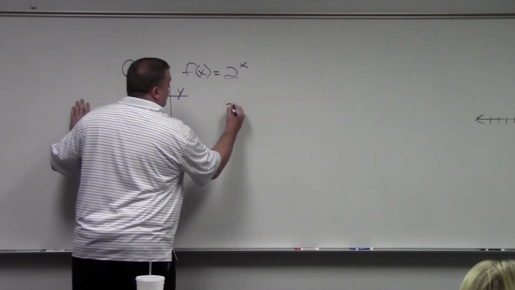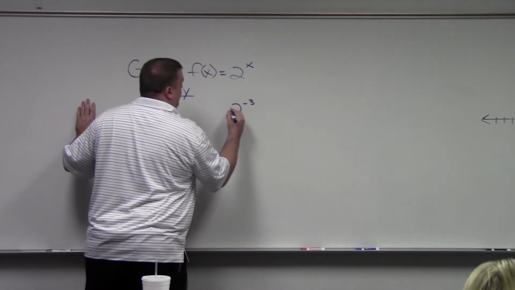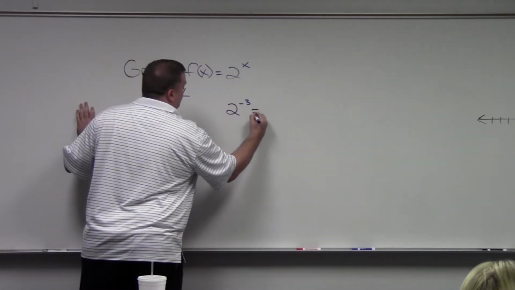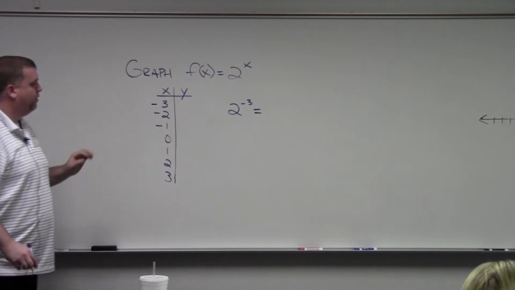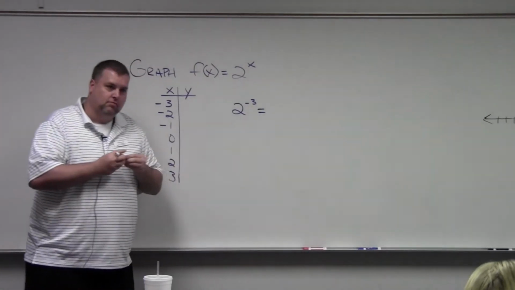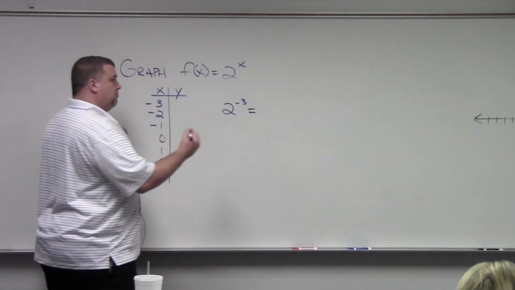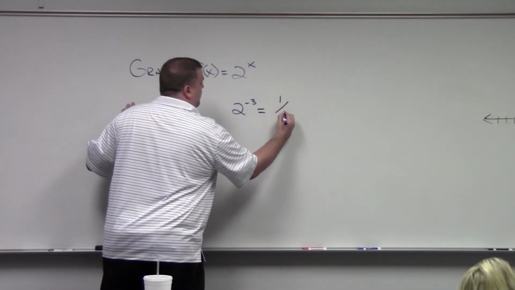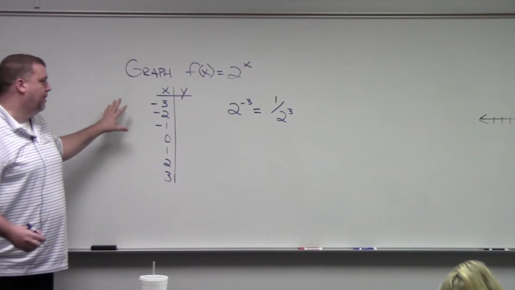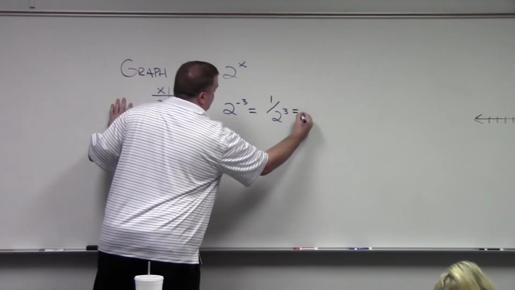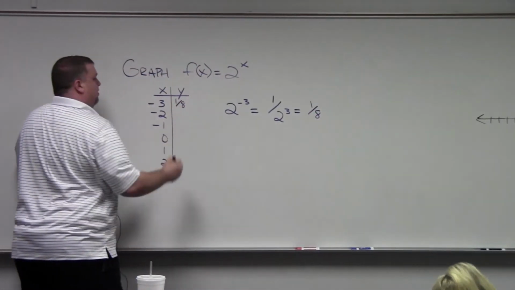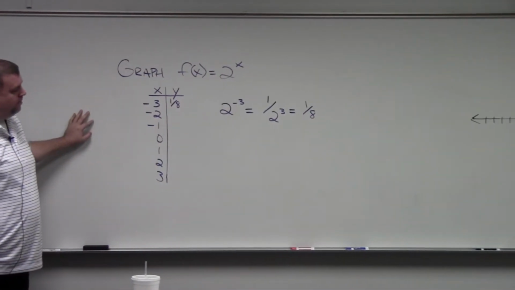So we want to figure out what 2 to the negative third is. What would that be? How would we figure that out? What does a negative exponent mean? 1 over 2 to the third. What's 2 to the third power? 8. So negative 3 would be 1/8.